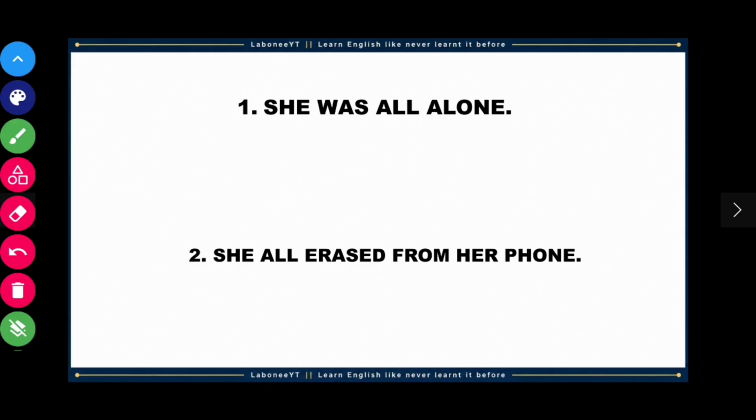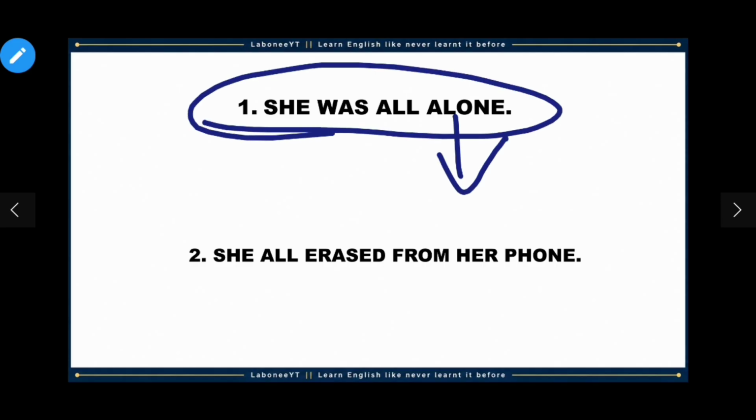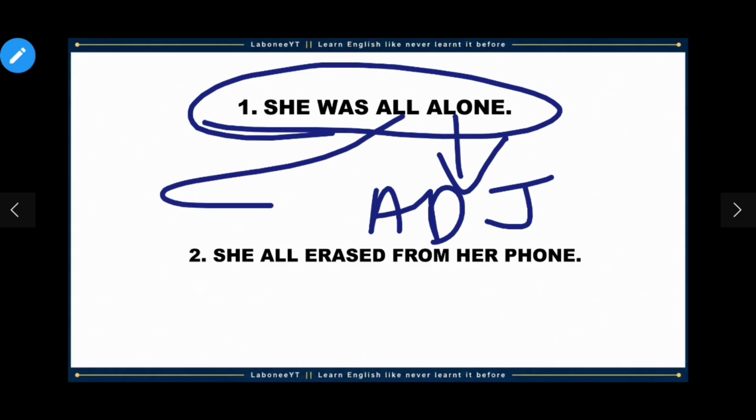If I talk about the first example, she was all alone. Yes, she was all alone. Here "alone" we know works as an adjective in the sentence. But before "alone" we have written "all", which works as an adverb, which intensifies the quality of this person. Maybe the lady or the woman is completely alone or entirely alone. And that's why we can use "all" as an adverb to modify any adjective. Like this example, she was all alone. "All" works as an adverb to modify this adjective "alone".